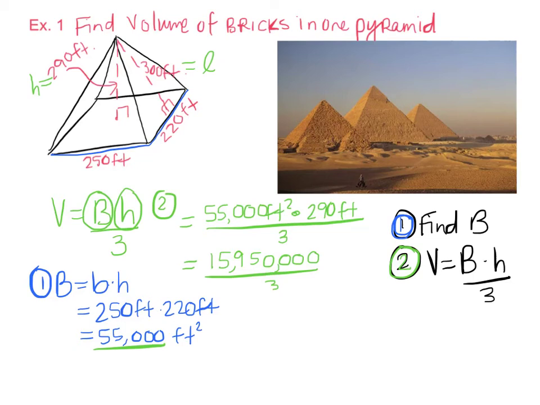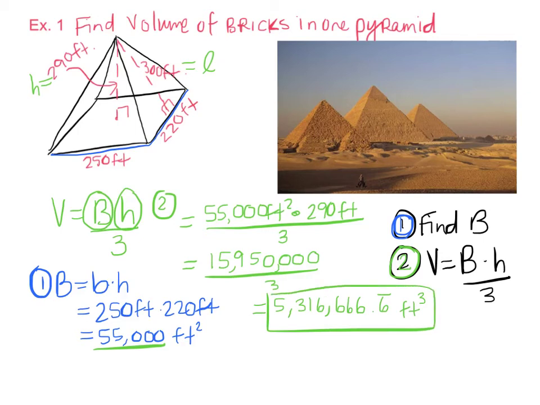Yeah, it's going to be about 5 million. And we're not surprised by the result. It's 5,316,666.6 repeating feet cubed. Where does the feet cubed come from? I have feet squared times feet, which leads to feet cubed. That is a very large pyramid.